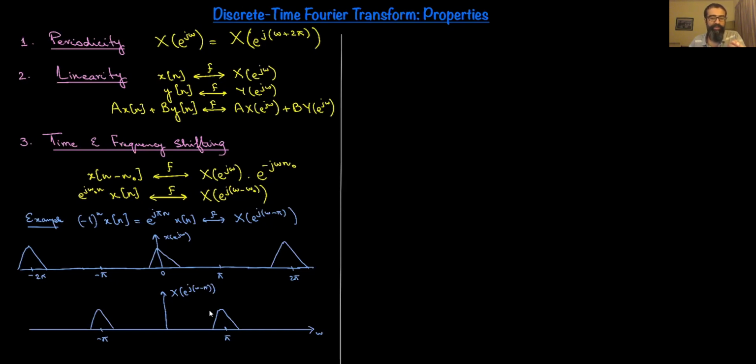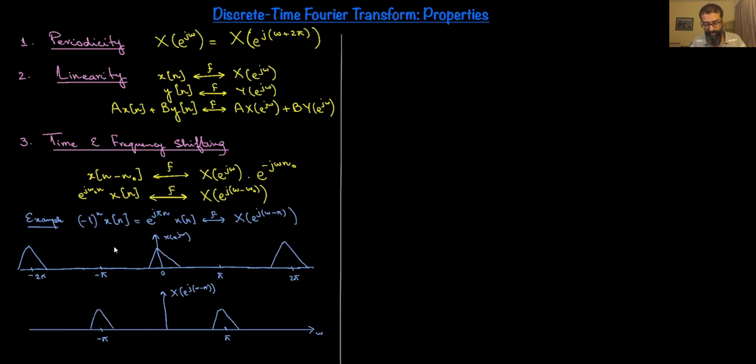Now, the question I want you to try to think on your own is, what if the actual x of n was a high frequency signal? And then what you should be able to figure out is that multiplication with -1 raised to power n is just going to transform that high frequency signal back into a low frequency signal again.